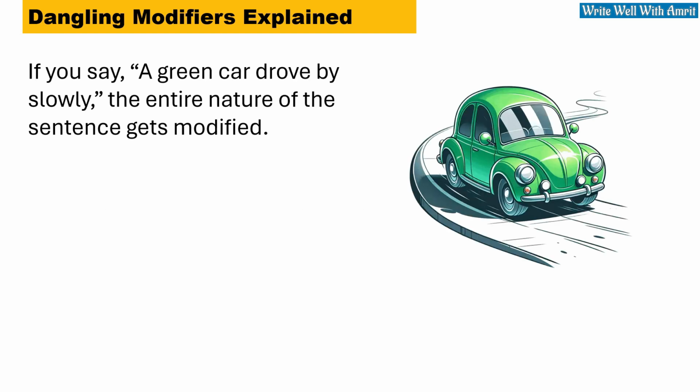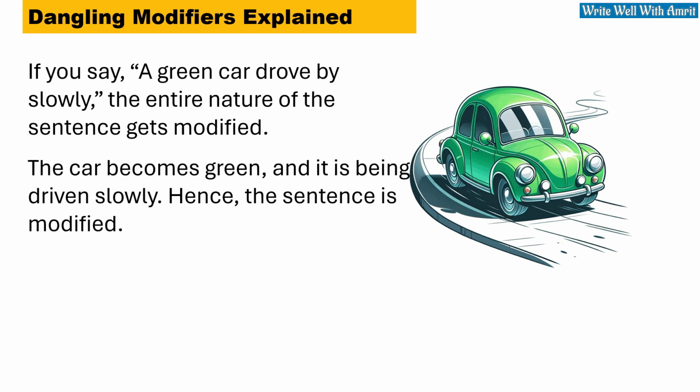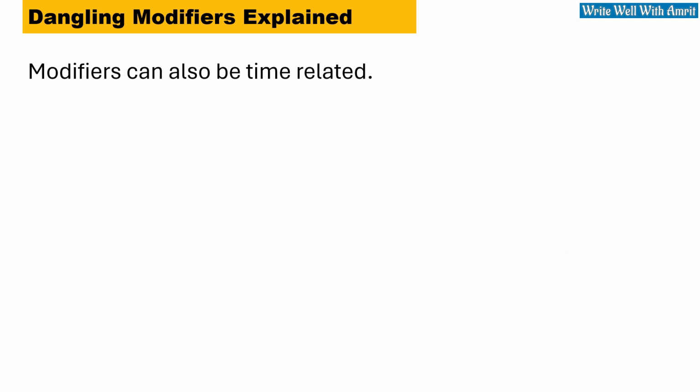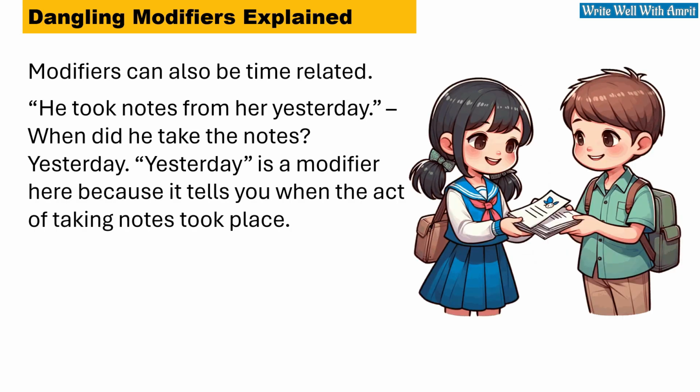If you say, a green car drove by slowly, the entire nature of the sentence gets modified. The car becomes green and it is being driven slowly. Hence, the sentence is modified. Modifiers can also be time related. He took notes from her yesterday. When did he take the notes? Yesterday. Yesterday is a modifier here because it tells you when the act of taking notes took place.